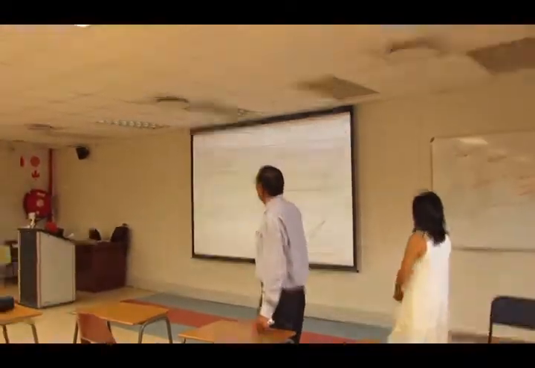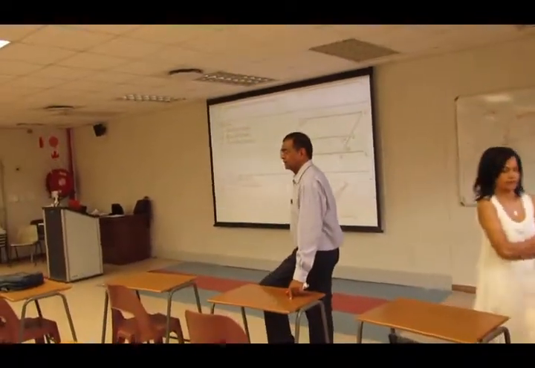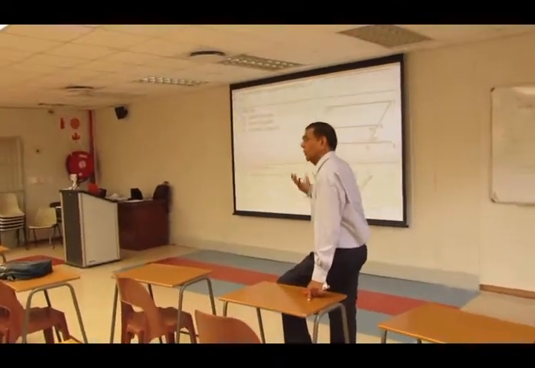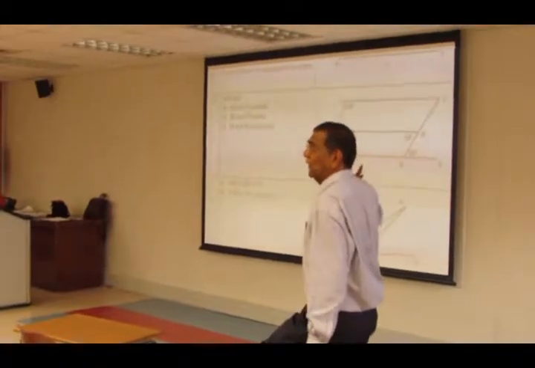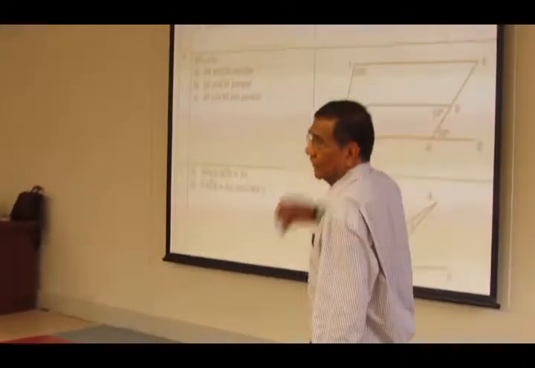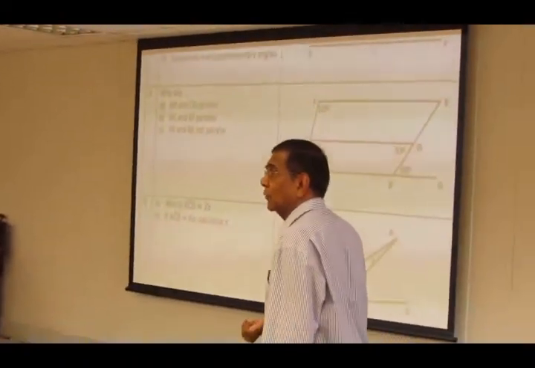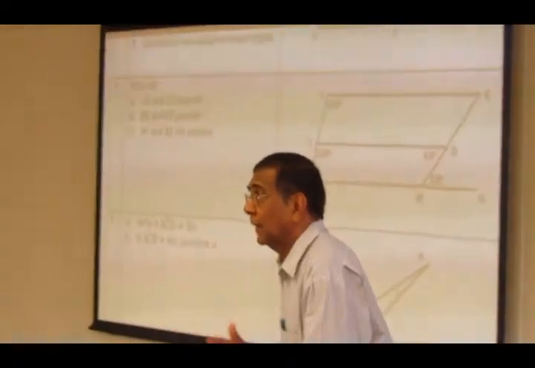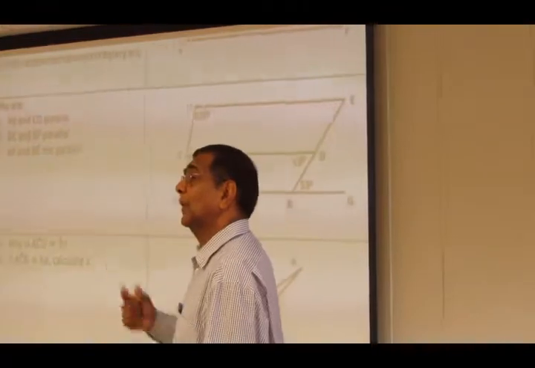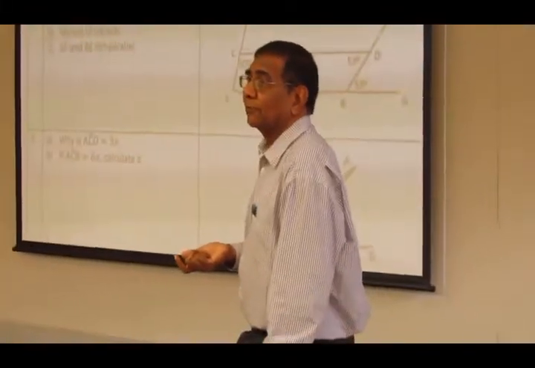So, the question asks, why are AB and CD parallel? Now, this is what we call the converse of a fact or a theorem. This theorem says that if two lines are parallel, then the alternate angles will be equal, corresponding angles will be equal, and the co-interior angles will be supplementary. Isn't it, if two lines are parallel? But if you want to prove that two lines are parallel, what do you have to do?